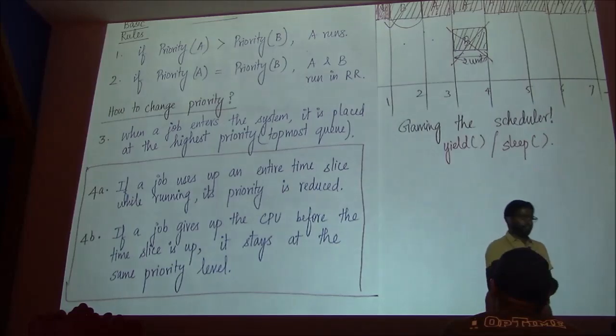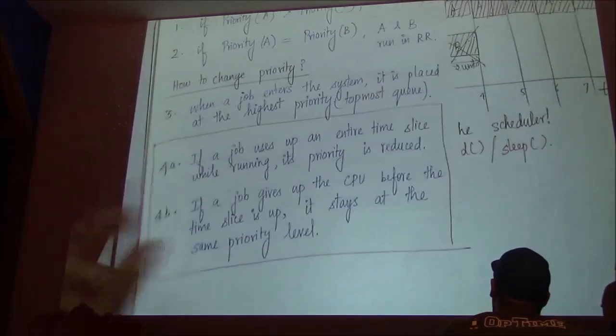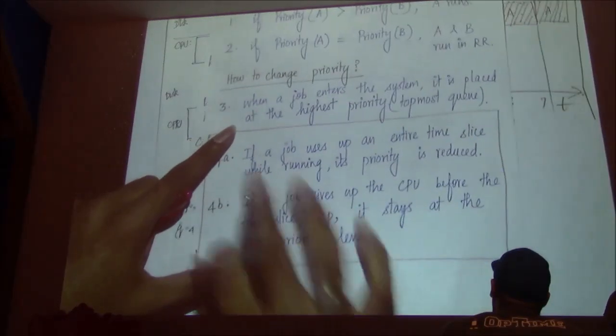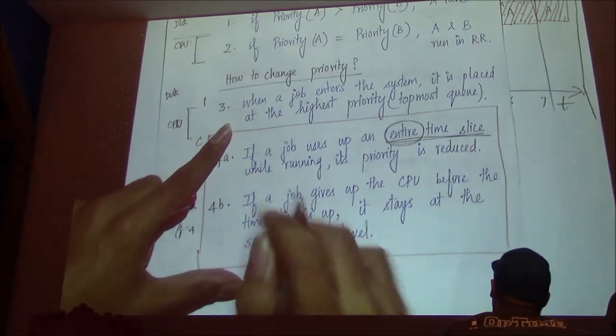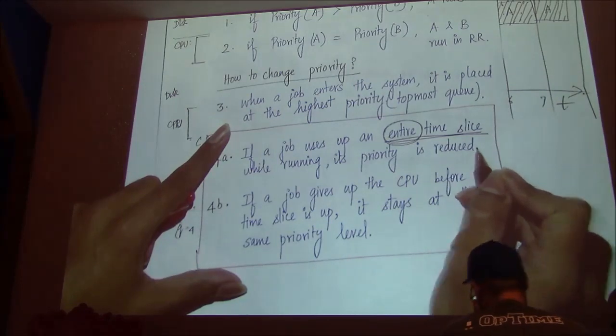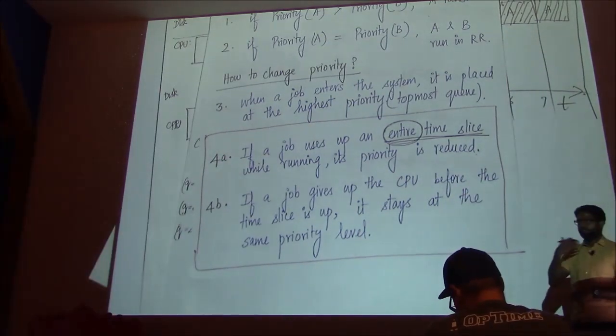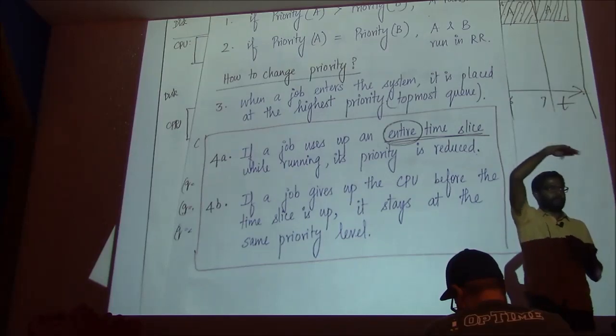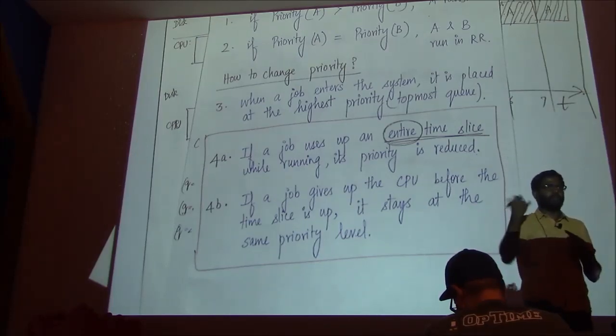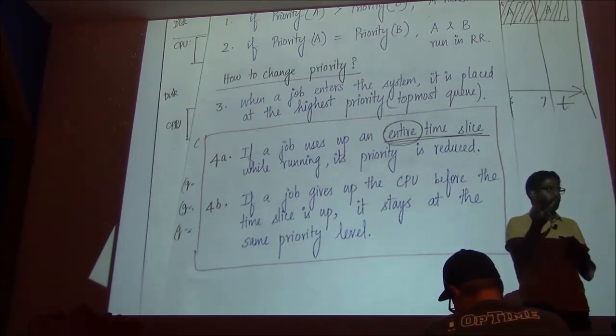So instead of just keeping track of whether the job uses up the entire time slice, which is wrong, while running, its priority is reduced, right? It's more like whenever the job is scheduled, we just keep a global counter for that particular topmost queue. We're not going to reset that counter every time the job is scheduled one more time.